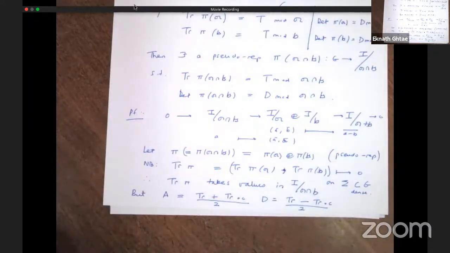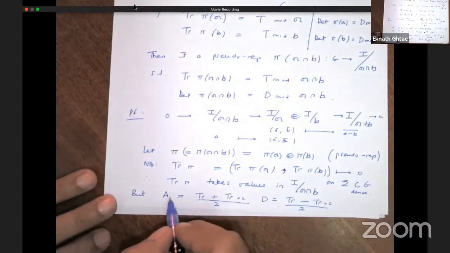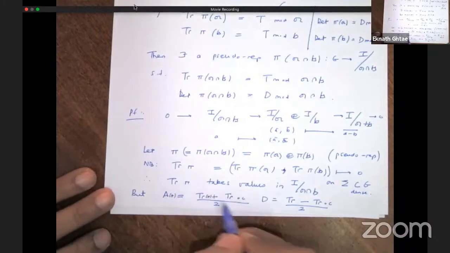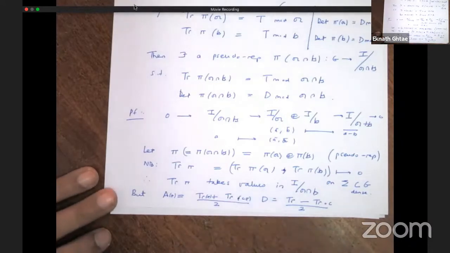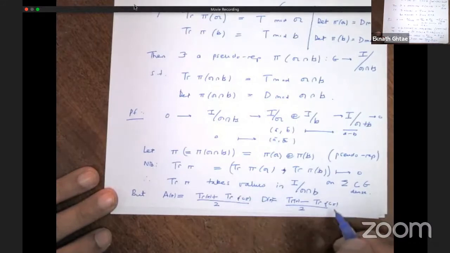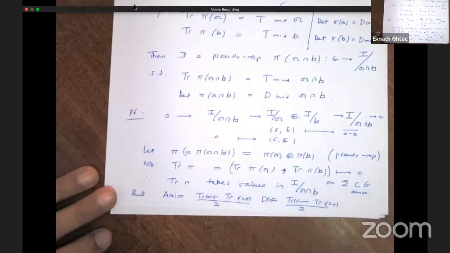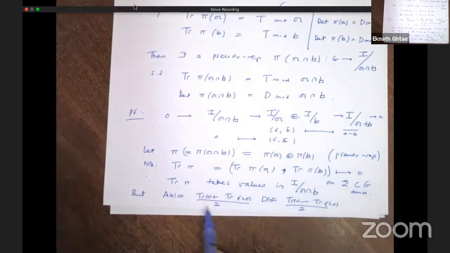Since I have a slight doubt here, let me just check my original notes. I'm writing things just with shorthand. Yeah, so by this I mean that the A of sigma is trace of sigma plus trace of C sigma divided by 2. And D of sigma is trace of sigma minus trace of C sigma divided by 2. You multiply by C in the front. That's what I was so unclear about. So it turns out that these two formulas are true just by looking at it, right? These are obvious more or less.